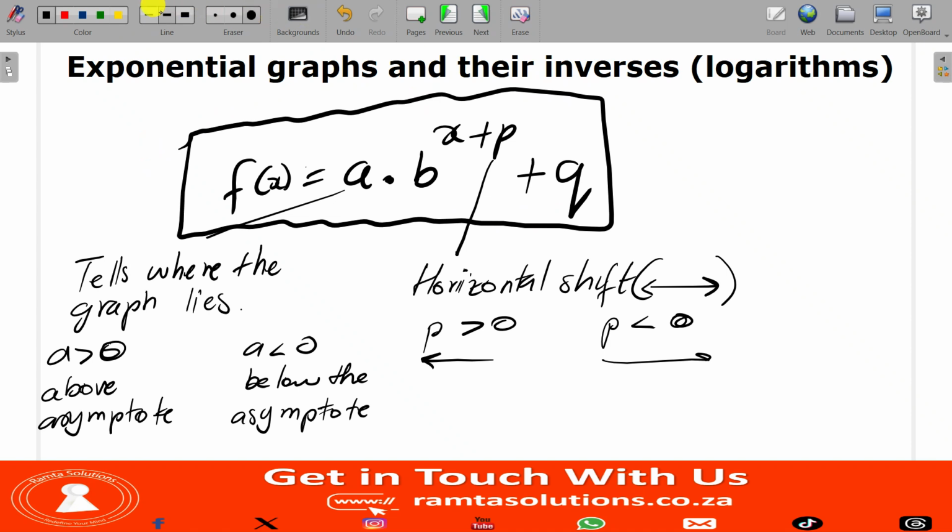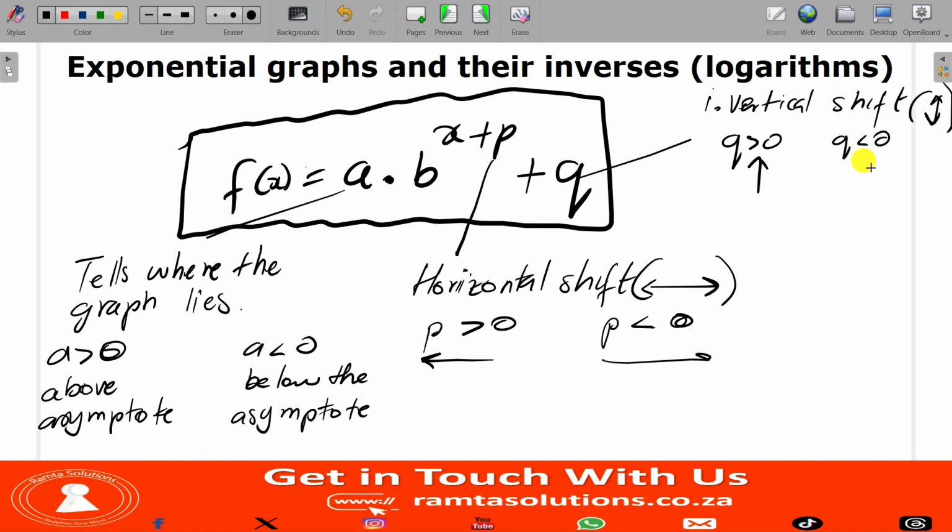Now, this q represents vertical shift. Remember, with vertical shift, we are concerned with movement up and down of your curve. So if your q is positive, your graph shifts up. If your q is negative, your graph shifts down.